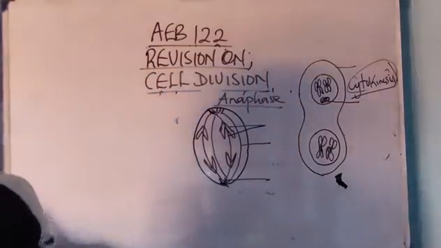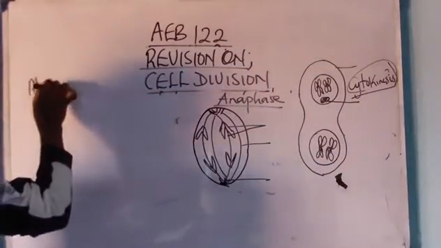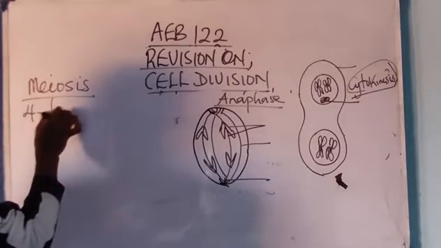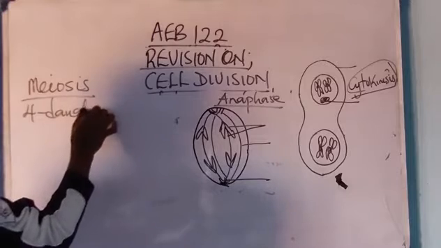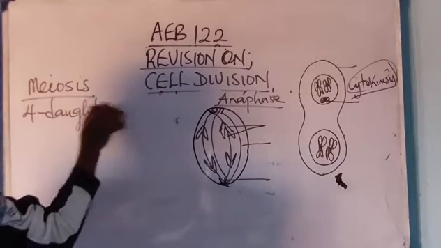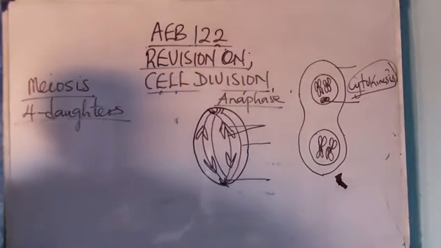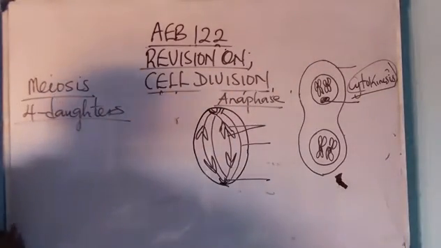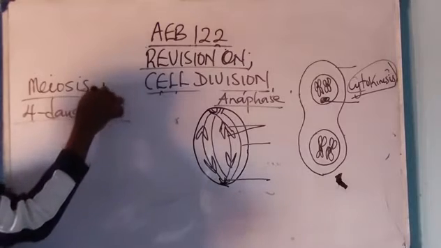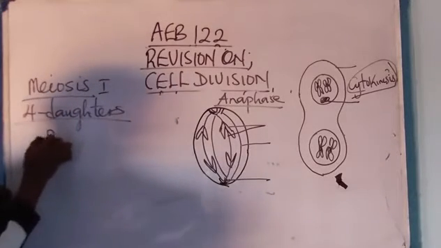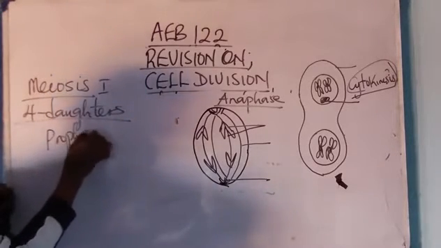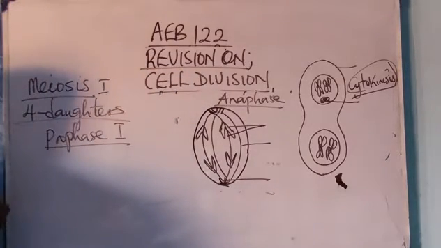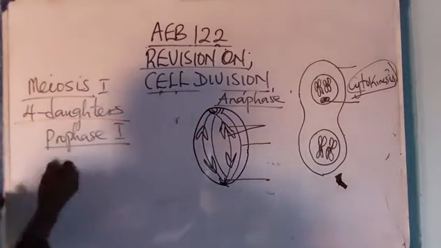Now let's discuss meiosis 1. I told you that during meiosis, four daughter cells are what? Produced. Four daughter cells are what? Produced. Now, during meiosis 1, we have prophase 1. Prophase 1 is now divided into 5 stages.